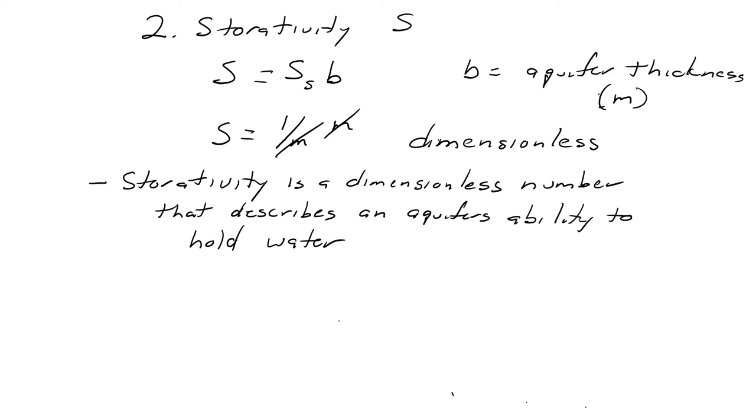Okay. So everything that's in S sub S reflects an aquifer's ability to hold water. And that's just based on the fluid properties and the rock properties. The second term, storativity, then figures out how big is your aquifer. If it's a really thick aquifer, it can hold more water than a thin one.